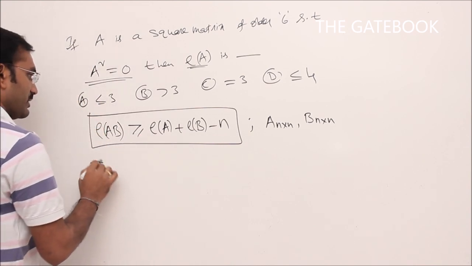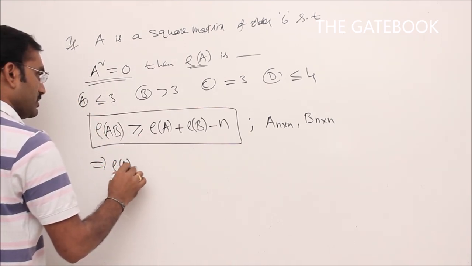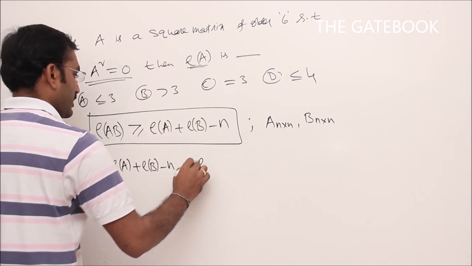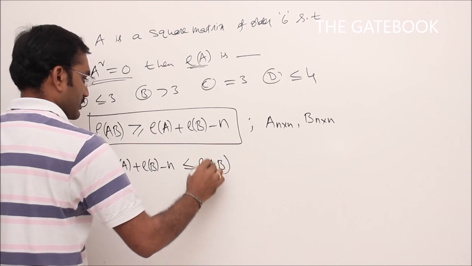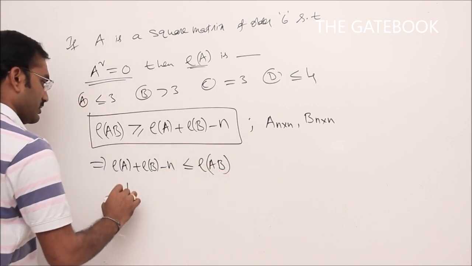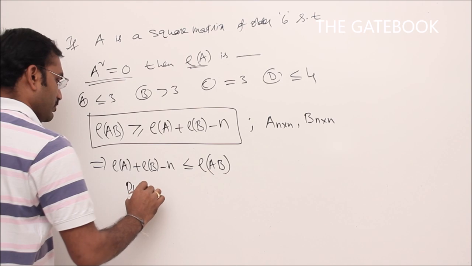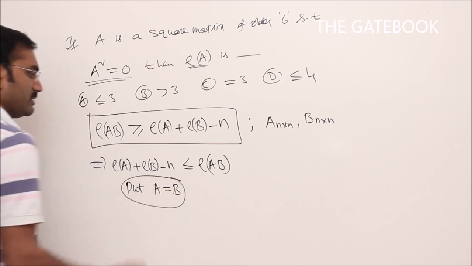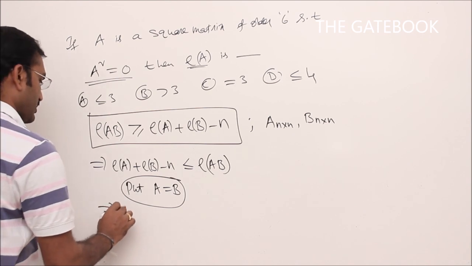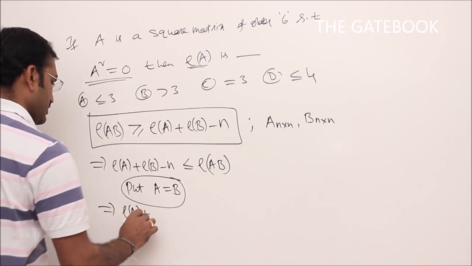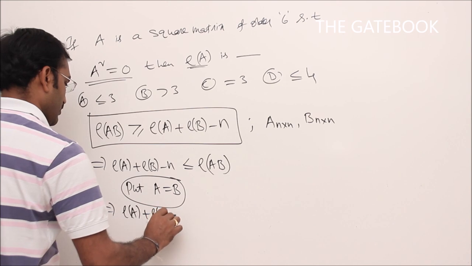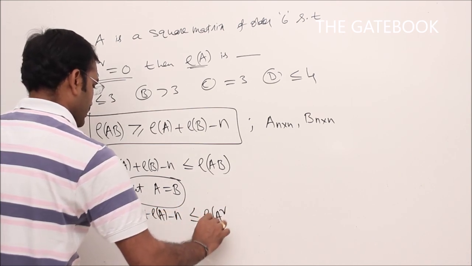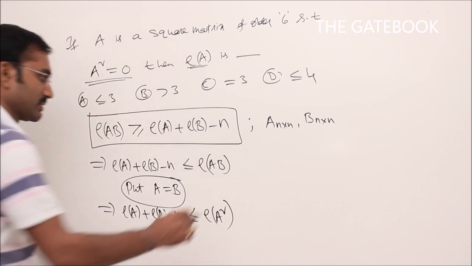Applying this property, I can write rank of A plus rank of B minus n less than or equal to rank of AB. Here in this inequality, put A is equal to B. We will get rank of A plus rank of A minus n less than or equal to rank of A square.